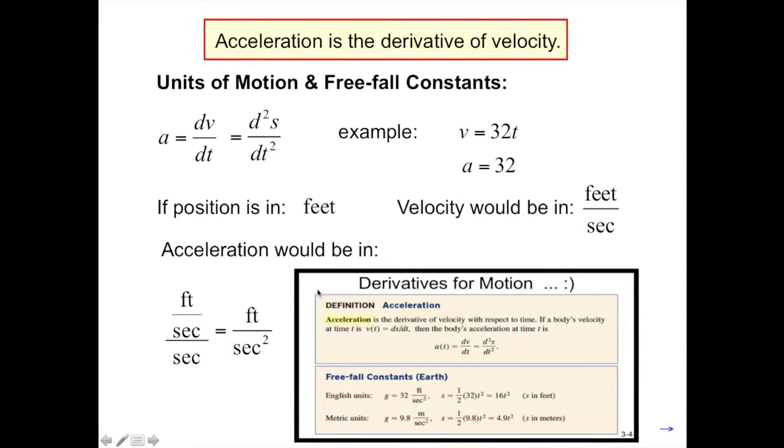So here we have derivatives of motion in particular. Our acceleration is the first derivative of velocity and the second derivative of position. And we have our English units here for g and our metric units for g. And then in English units, we have our position equation here, 16t squared for free fall, and in metric, 4.9t squared for free fall in the metric unit.